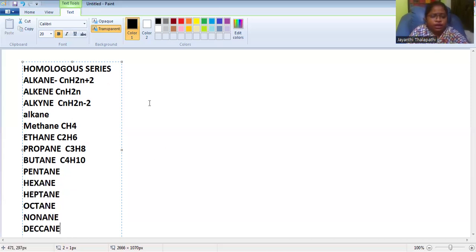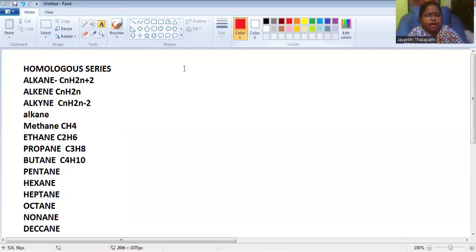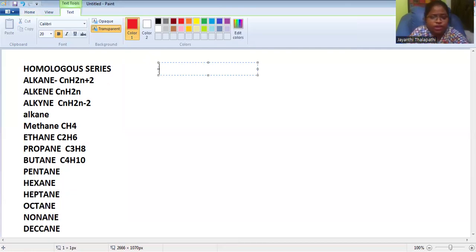Okay. Then come to alkene. What about alkene? We know the general formula is CnH2n. Which means the compound has a carbon double bond carbon. At least one double bond will be there. If two double bonds are there, we say diene. Three means triene. That is all you will learn later. But at least one double bond will be there between two carbon atoms. That means you need at least two carbon atoms.